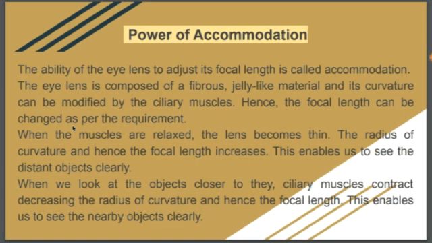The eye lens is composed of fibrous jelly-like material and its curvature can be modified by the ciliary muscles. Hence, the focal length can be changed as per the requirement. When the muscles are relaxed, the lens becomes thin. The radius of curvature and hence the focal length increases. This enables us to see the distant object clearly. When we look at a closer object, the ciliary muscles contract, decreasing the radius of curvature and hence the focal length. This enables us to see the nearby objects clearly.